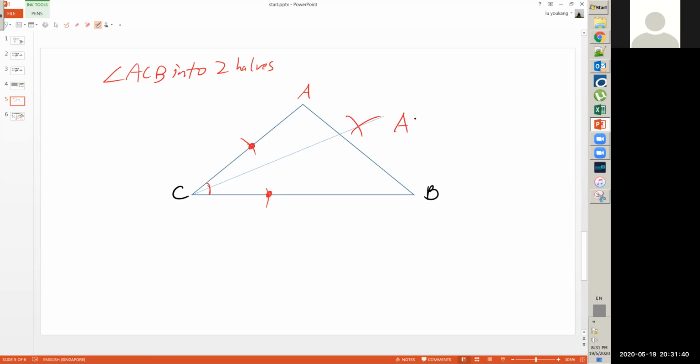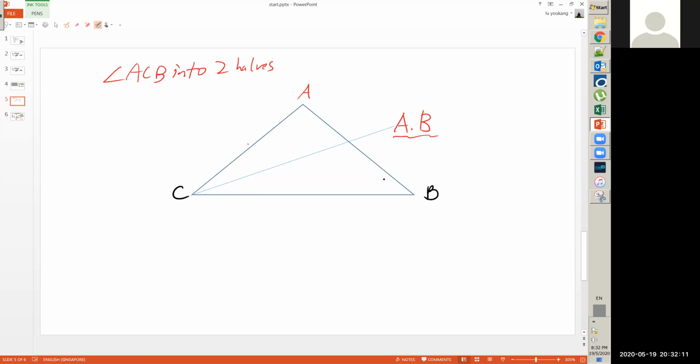So this is called the angle bisector. Let's not talk about the accuracy first. Now I'm going to erase it. Once I get the angle bisector, let me just make it a little bit more accurate, so later I can make things more perfect. So let's assume that this is your angle bisector.